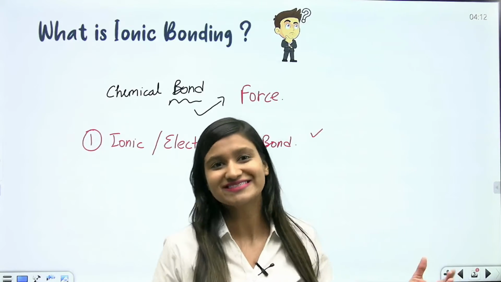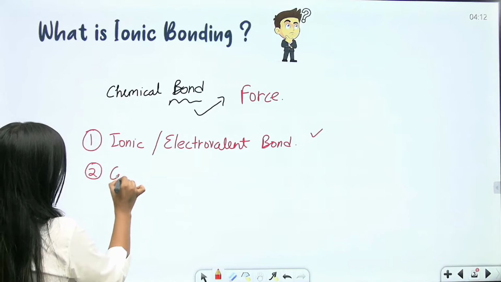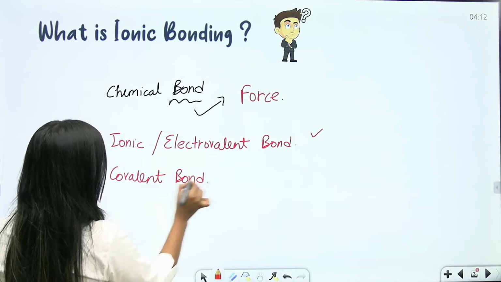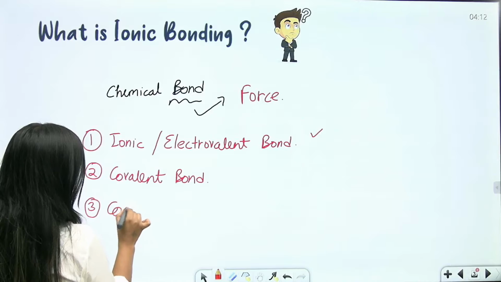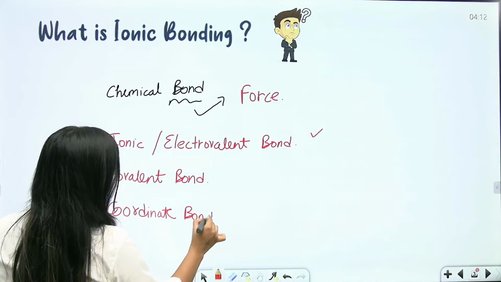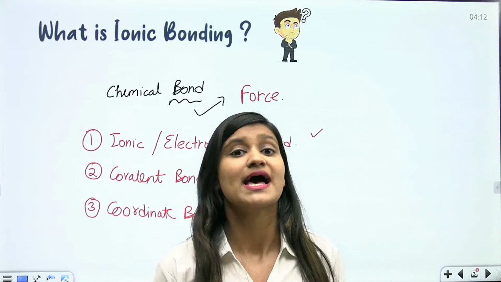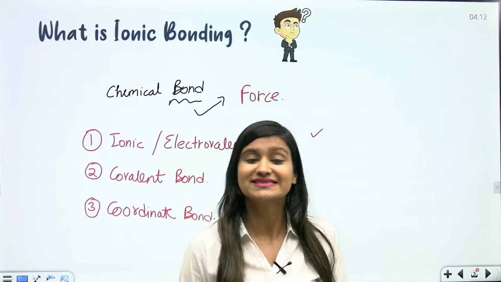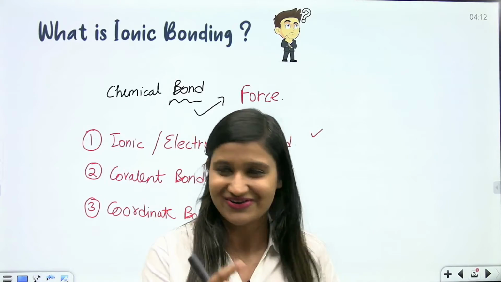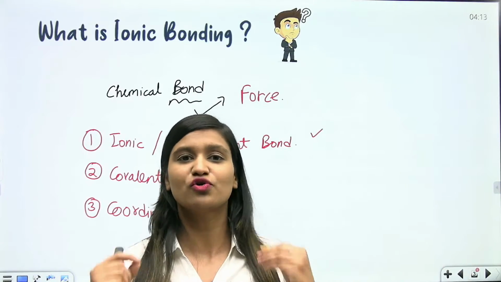But in our further sessions, we are also going to deal with number 2, covalent bond, and number 3, coordinate bond. Again, I am not saying these are the only 3 types of bond which exist. Indeed, I am saying that these are the 3 types of bonds which we need to study. So mind it, alright. So let's get started with our ionic or electrovalent bond.